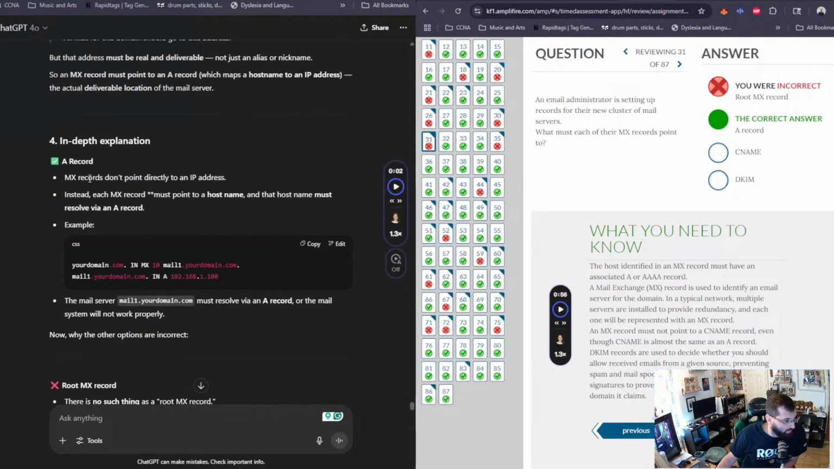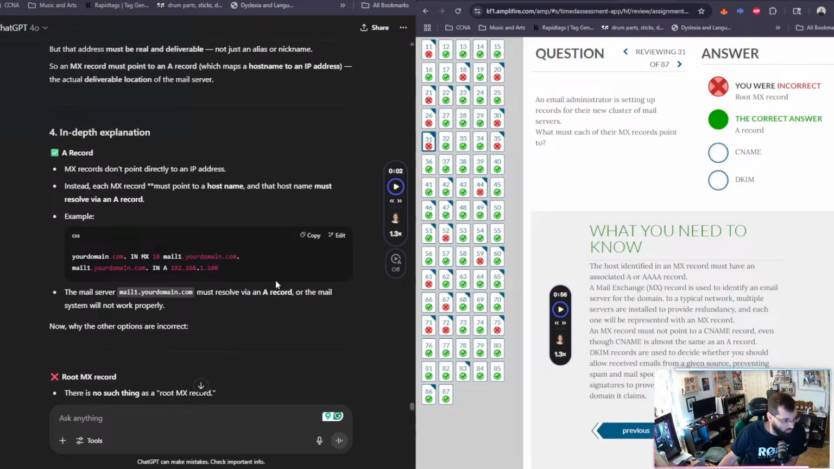Let's look here. MX records don't point directly to an IP address. Instead, each MX record must point to a host name, and that host name must resolve via an A record. Example: yourdomain.com IN MX 10 mail1.yourdomain.com, and mail1.yourdomain.com IN A. Okay, that's making a little bit more sense.